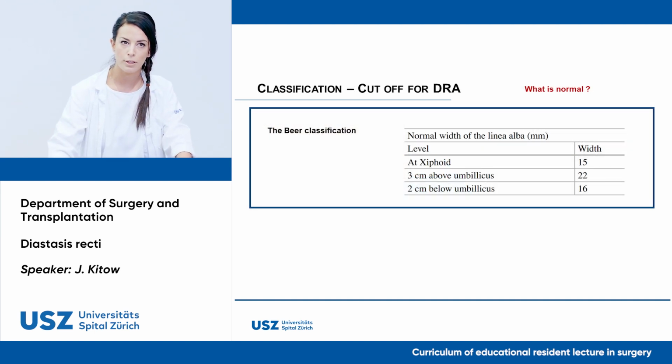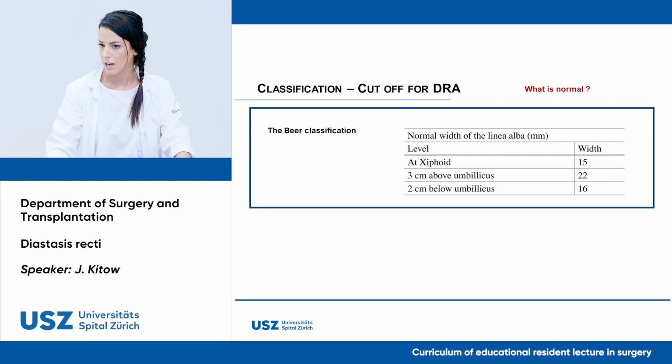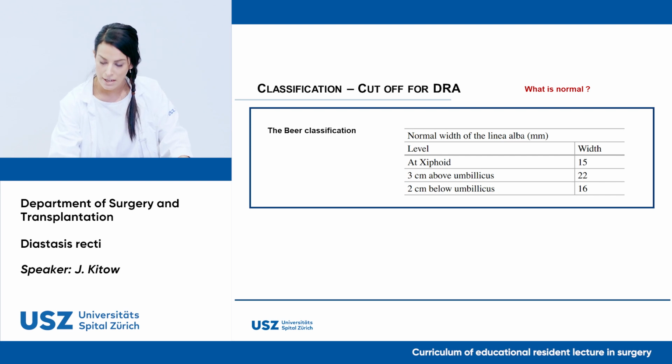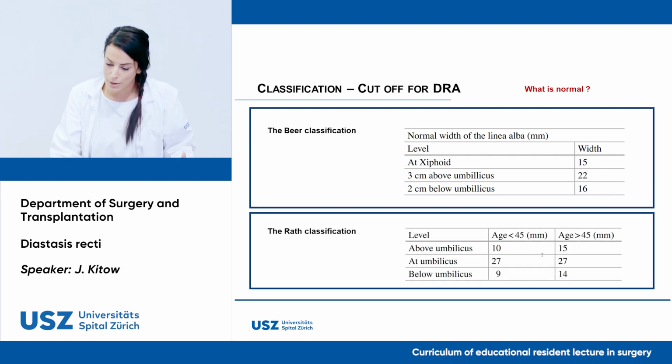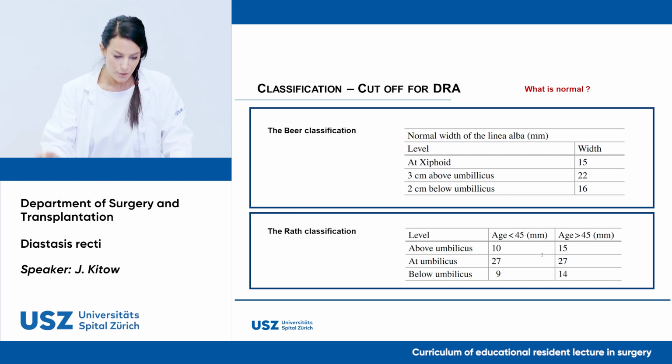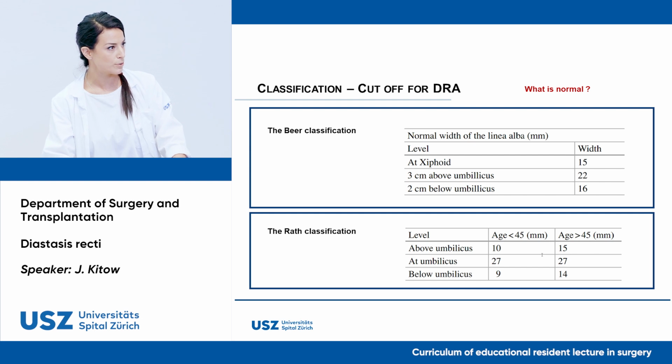I told you before in the beginning that there are various classifications of diastasis rectus abdominis. I will just show you some. There's the Baer classification that uses the width of the linea alba at certain levels of it. The next classification is the Rath classification, also using the width of the linea alba, but at different levels, and it takes the age into concern as well.